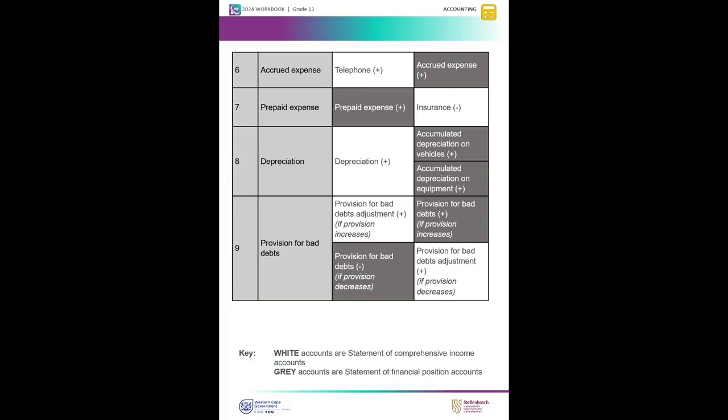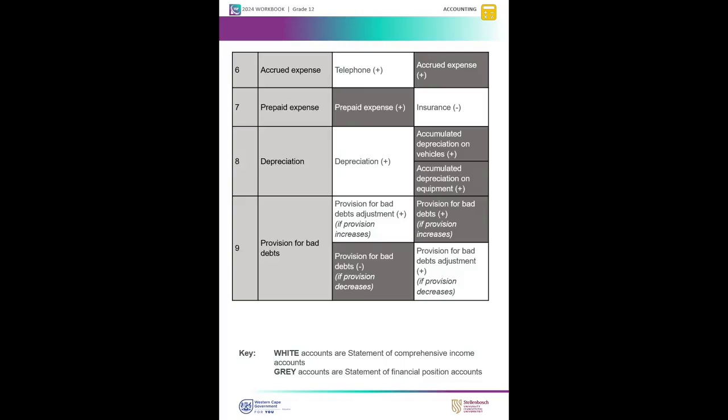The next one is depreciation. So your depreciation is that imputed expense, and once we calculate the depreciation at the end of the year, or when we calculate depreciation when an asset is sold, the depreciation account will be debited, meaning increase, and the contra account to that is accumulated depreciation on vehicles or equipment, which we know as a negative asset.